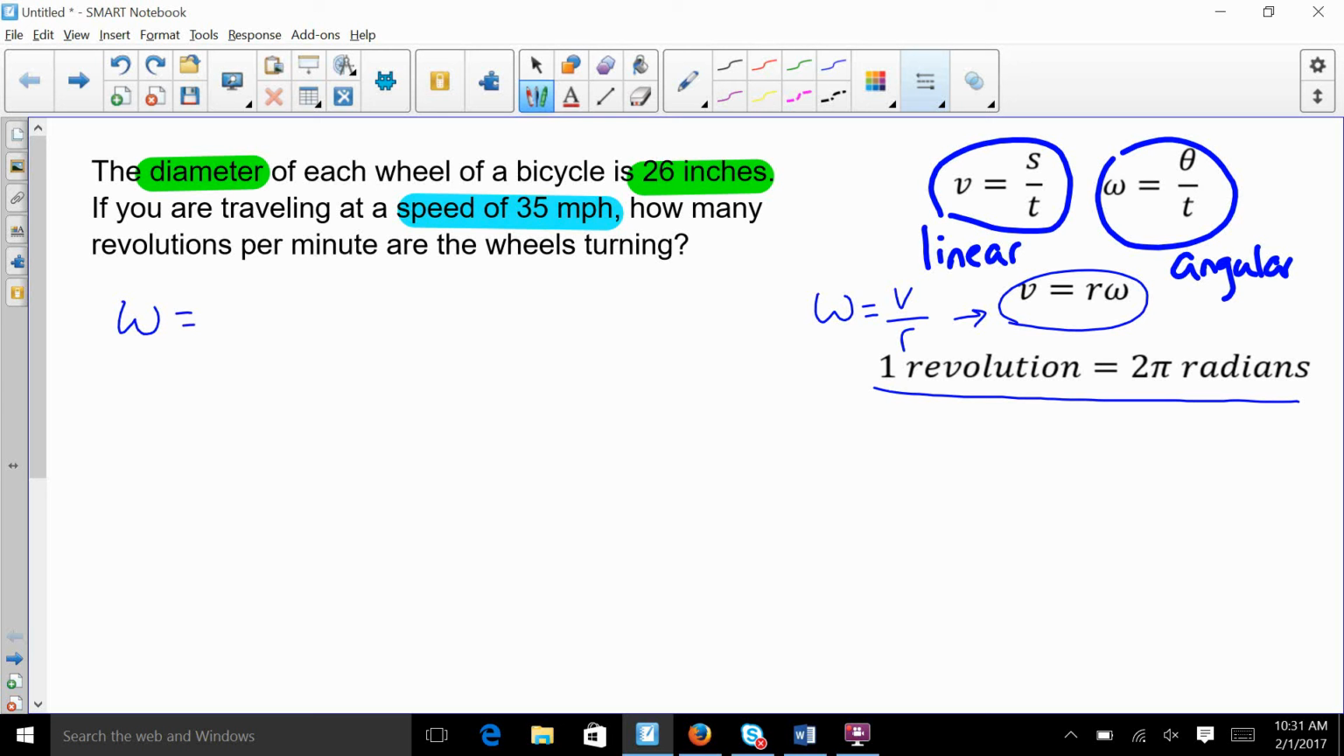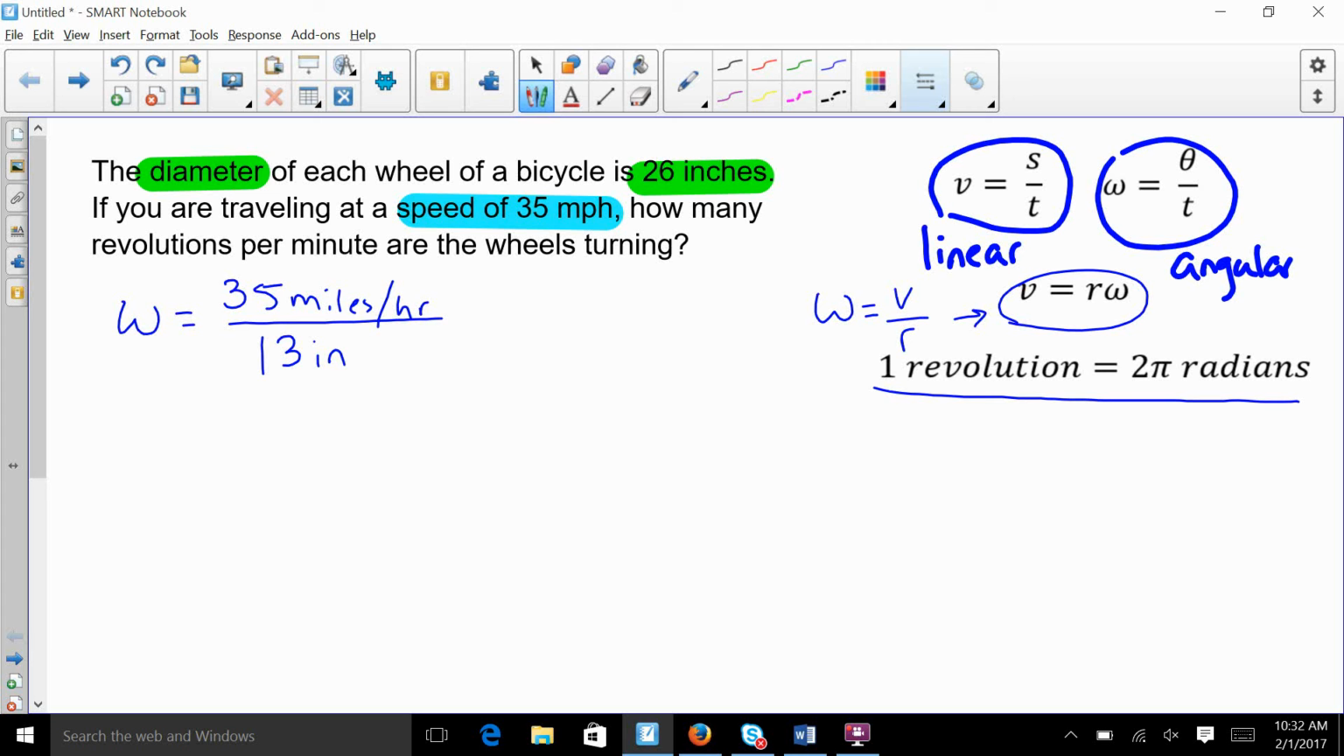So my angular speed is going to be equal to my linear speed, which they tell me is 35 miles per hour, divided by my radius. My diameter is 26 inches, so to find my radius, I have to cut that in half. So 13 inches. And then I'm going to start doing some converting because I need this to be in terms of revolutions per minute.